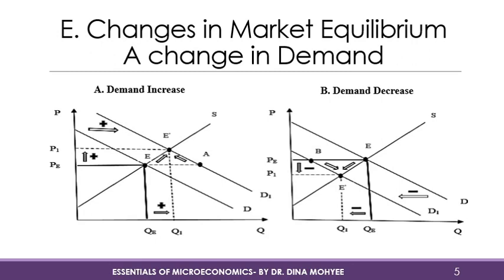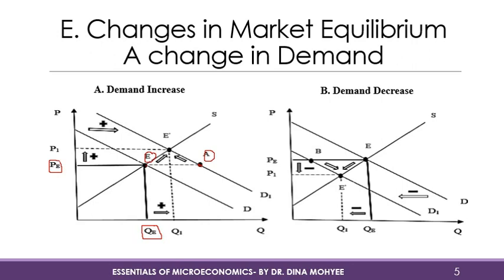The initial equilibrium point is at the price PE and the quantity QE. When there is a shift in demand, now at the price of PE, we can see that there is a disequilibrium in the market. The quantity demanded is not equal to the quantity supplied. The quantity demanded now is at point A, which is greater than the quantity supplied at point E. And this means that there is a shortage in the market.